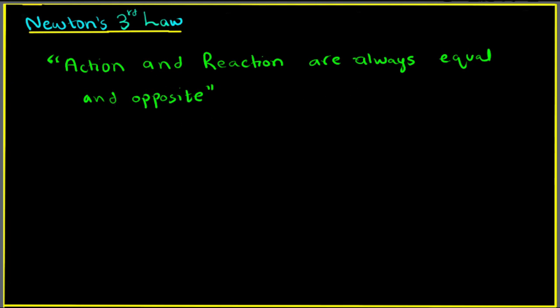So there are a few terms that we need to take a look at. The first thing is action. The second thing is reaction. What is equal and what is opposite? We need to discuss these four terms in order to understand Newton's third law. It is pretty simple. Action is whenever you exert a force on something. That is called an action, right?